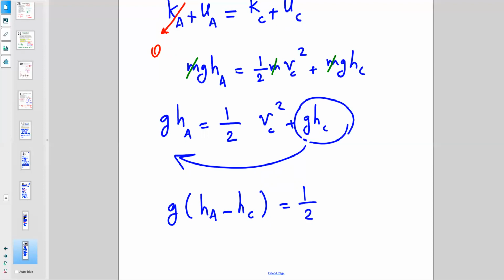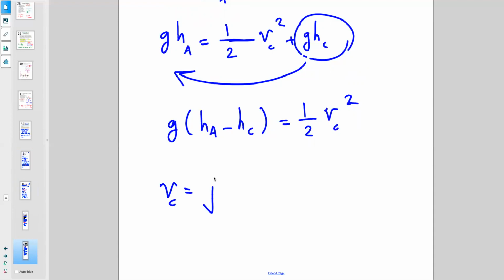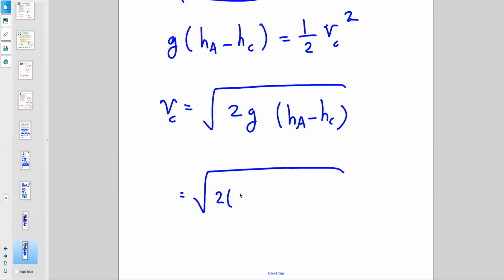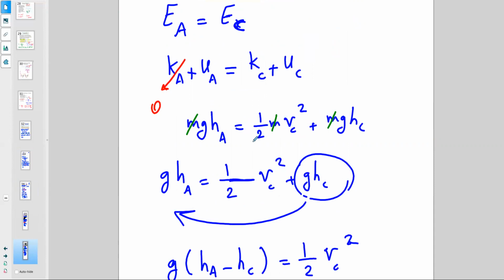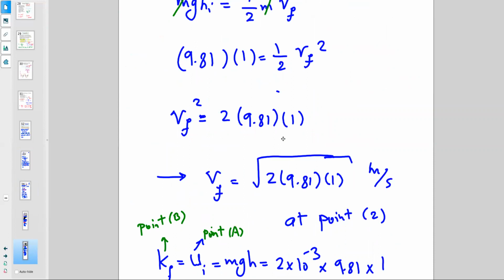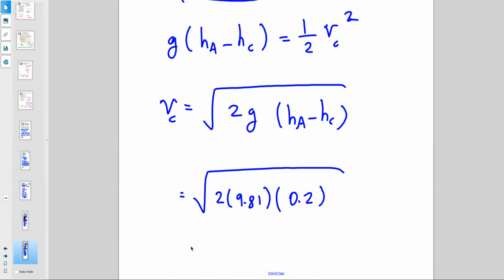It's very important when you're solving problems in an exam to go over everything one more time to make sure that you're not making silly mistakes like the one I just made. So then what I have is V of C being equal to the square root of 2g times h of A minus h of C. So that is 2 times 9.81 times h of A minus h of C. 100 centimeters minus 80 centimeters will give you 20 centimeters, or 0.2 meters. Then put that in a calculator to see what the final value should be. That should be V of C in meters per second.